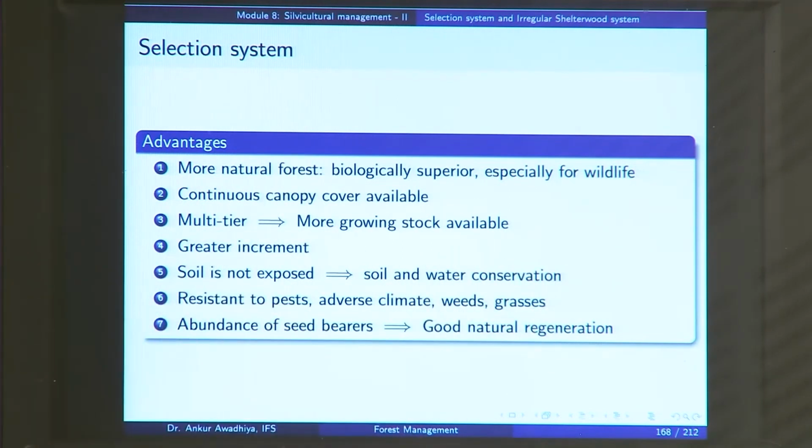So, there is less chance of infestation by weeds or grasses, and it is also resistant to pest, because you do not have a situation in which you have very old trees which have reduced immunity, and so they become very highly susceptible to the pests. So, you have a number of mature trees, a number of young trees, and so this is resistant to the impact of pests. Then there is an abundance of seed bearers, which ensures a very good natural regeneration.